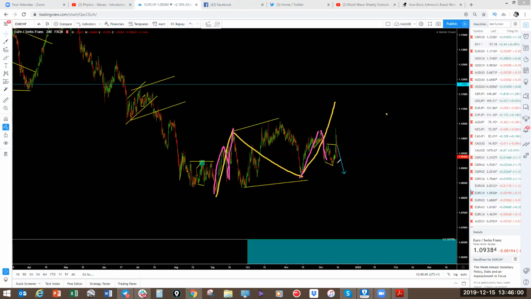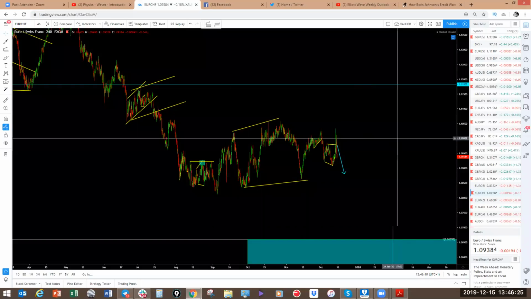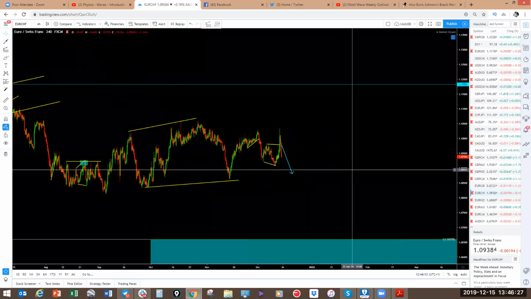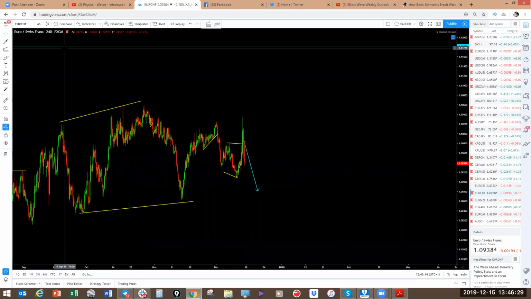It's a single degree like this. Okay, now if you've got that, you've got these three waves here in the middle. 1, 2, 3. Okay, so that will be your W, X, and the Y. So this one is coming down, but can still push higher like that with the structure. Right, that is EUROCHF.